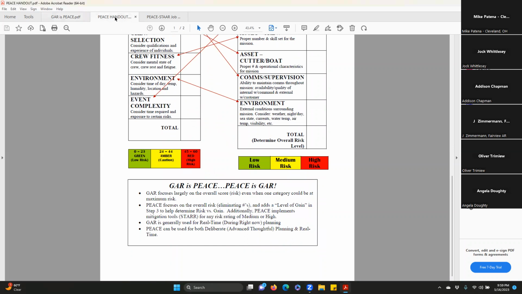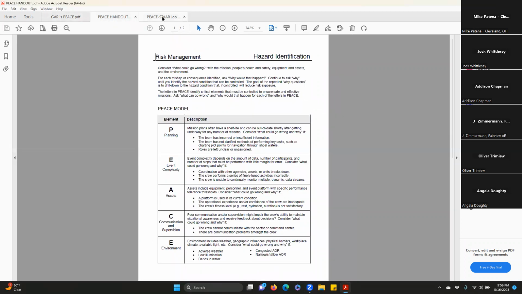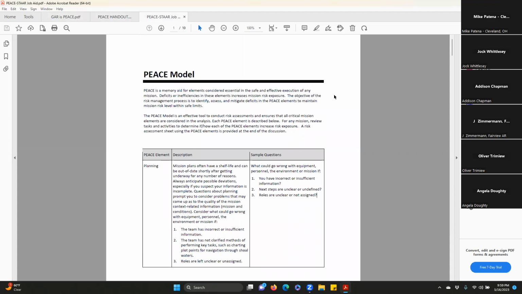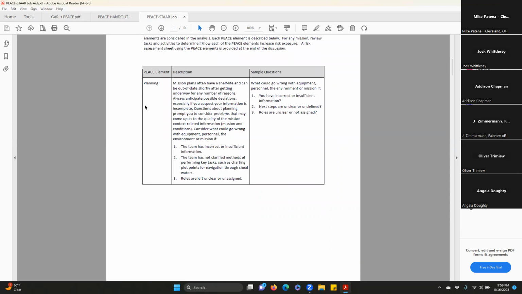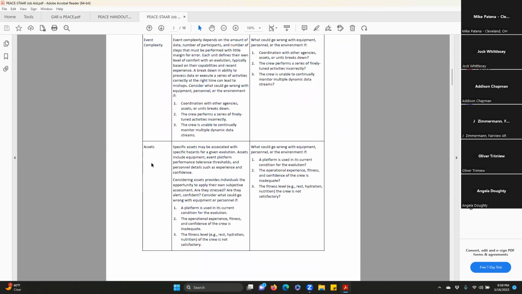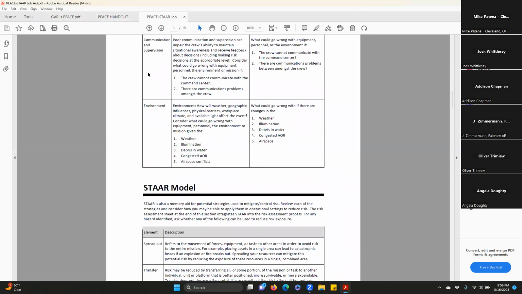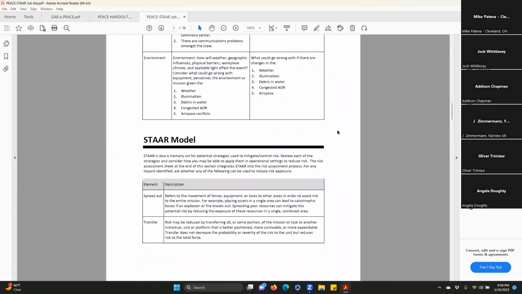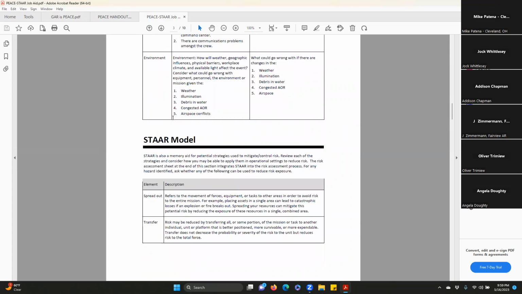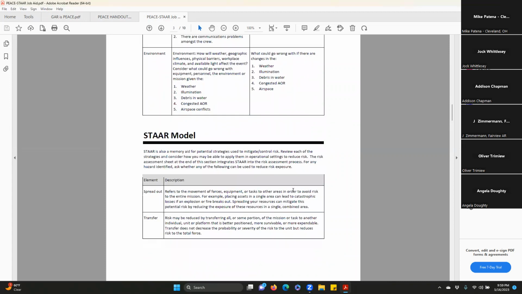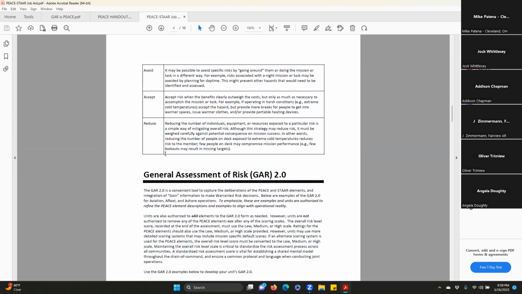And then if you go to this part right here, it shows you the whole PIECE model, which is kind of neat. So it tells you what you need to do: planning, event complexity, assets, communication, supervision, and environment. And then it goes into the STAR model here, which is exactly what Samantha just talked about. Spread out, transfer, avoid, accept, and reduce. And this is how you look at risk management when you're underway. And it's pretty decent stuff.